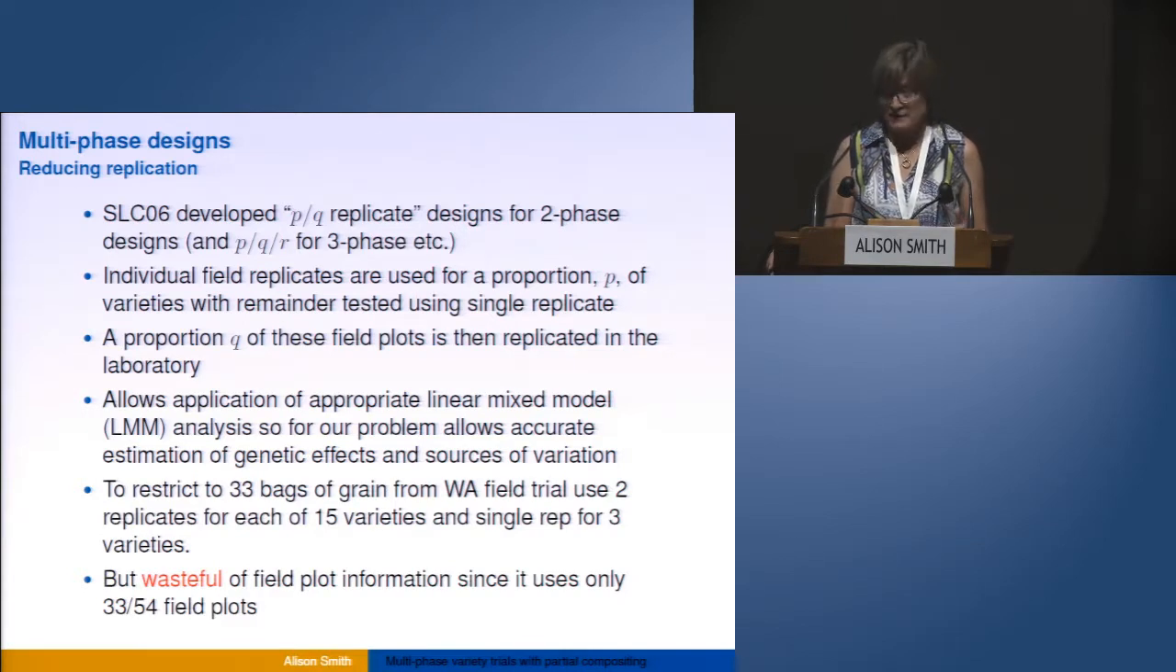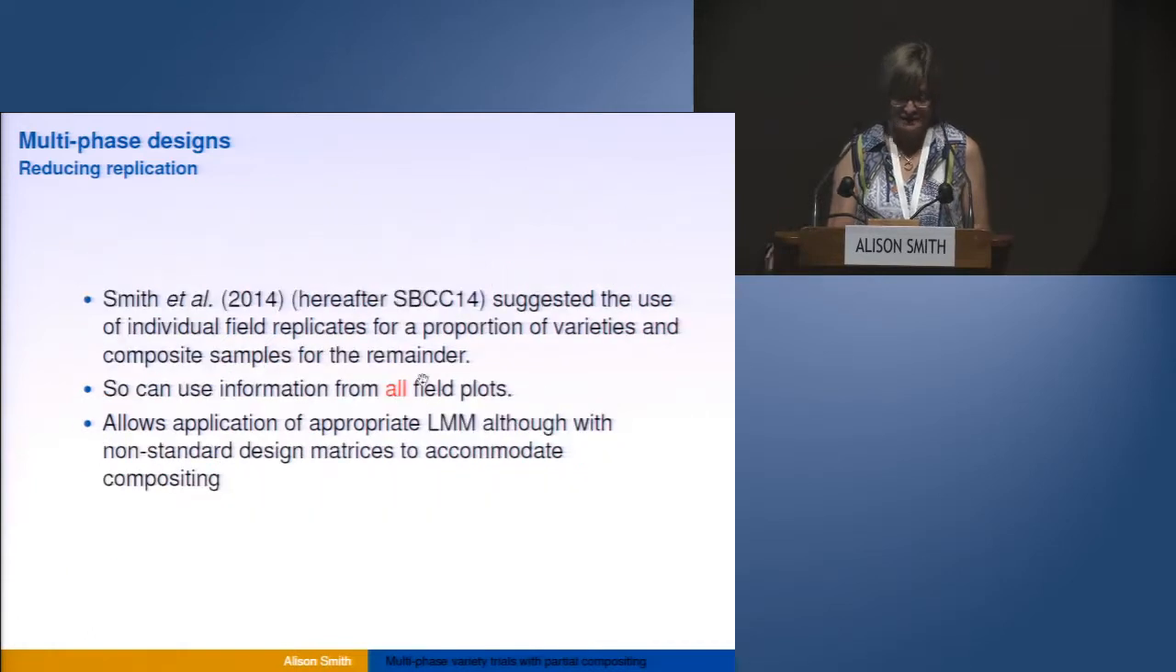But for our example with the 33 bags of grain from that particular trial where we had 18 varieties, we'd have 2 reps for 15 varieties and then just a single plot for each of 3. So we would have replication, but clearly we're wasting an awful lot of information. We had 54 field plots and we're only going to use grain from 33 of them. And in some of the larger trials, that loss is obviously greater. So can we do better?